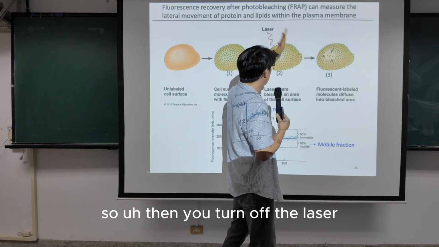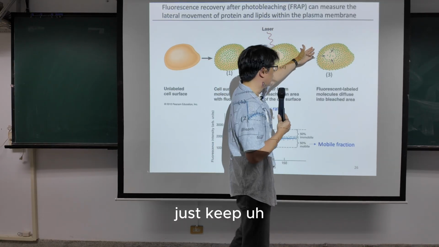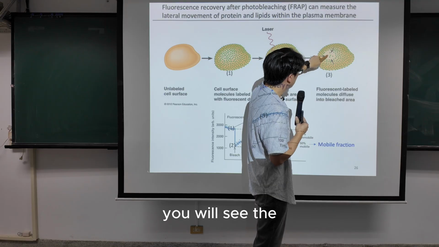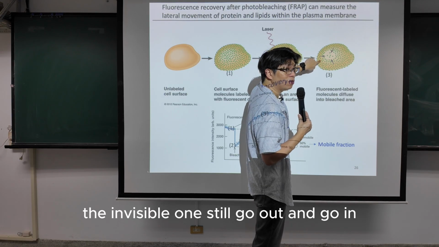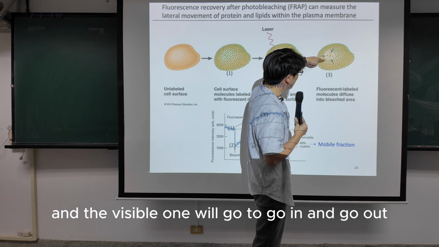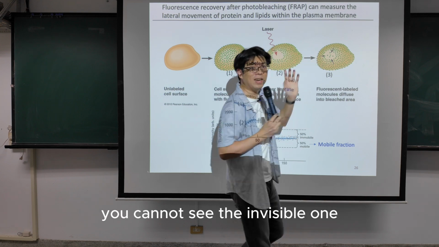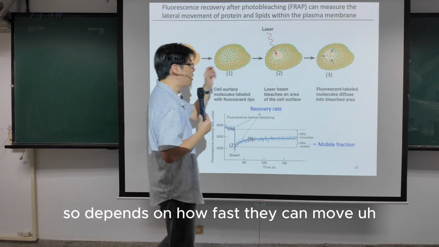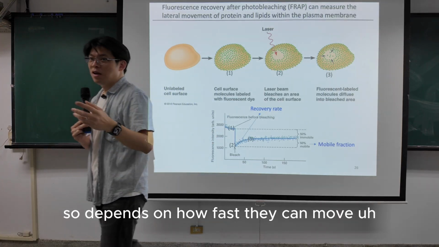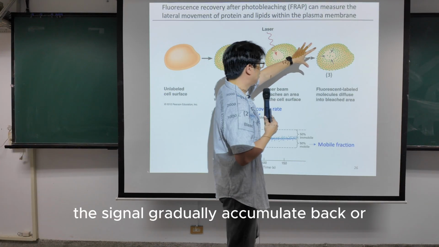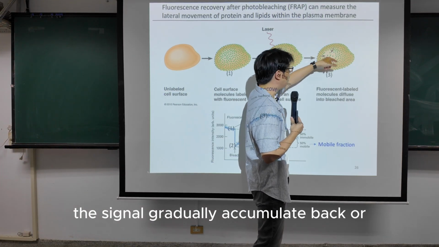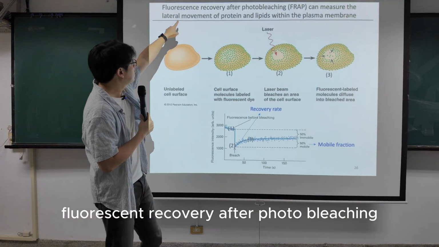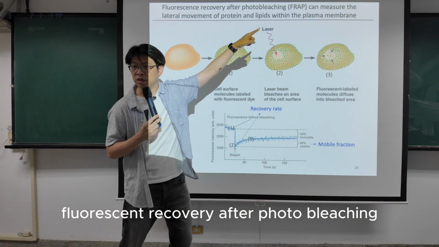So then you turn off the laser and just keep continuously monitoring their dynamics. You will see the invisible ones still go out and go in, and the visible ones will gradually go in and go out. You cannot see the invisible ones; you only measure the visible ones. So depending on how fast they can move, you will see the signal gradually accumulate back, or recover. Okay, that is what we call fluorescence recovery after photobleaching.